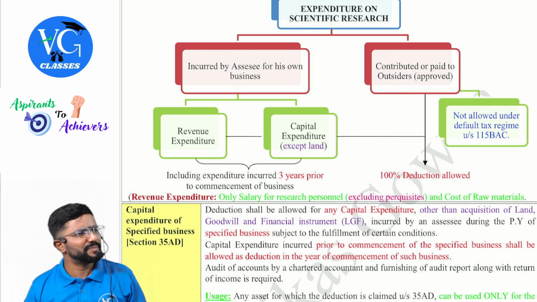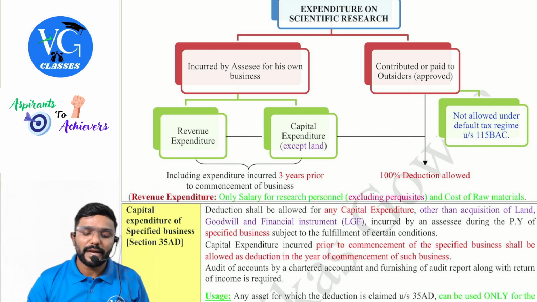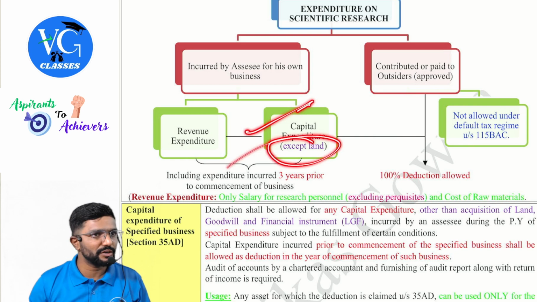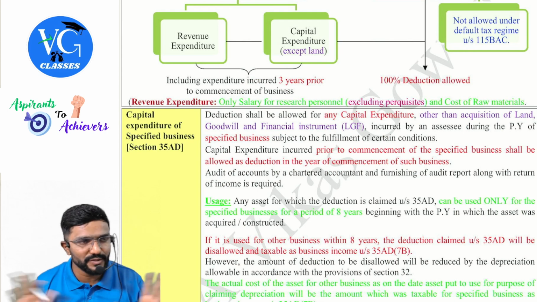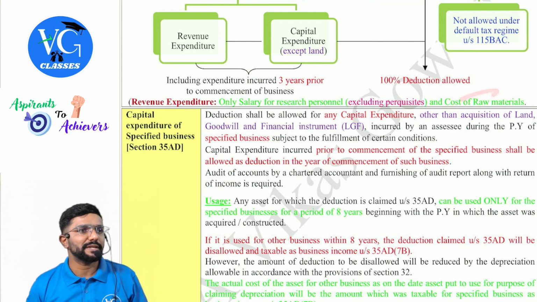Sir, will every expenditure incurred be allowed? Capital will be allowed except acquisition of land. Whereas if it is a revenue, only salary for research personnel, excluding perquisite. Perquisite will not be allowed. And cost of raw material.